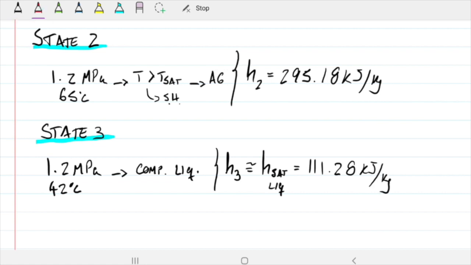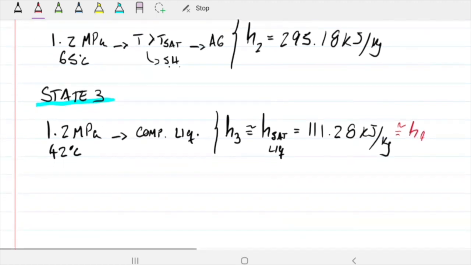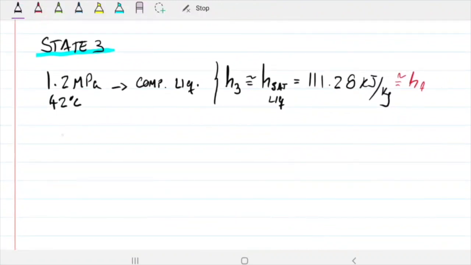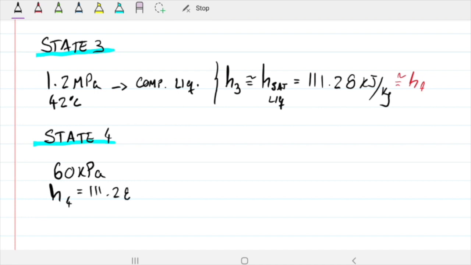Okay, and that's the interesting part now, because this is, as we noted, similar to H4 because of the throttling. So that means that we know the second piece of information that we need for state 4, right? Because now we know that state 4 has two things. We know that it has a low pressure because it just went through the expansion valve, and we know that it has the enthalpy of 111.28.